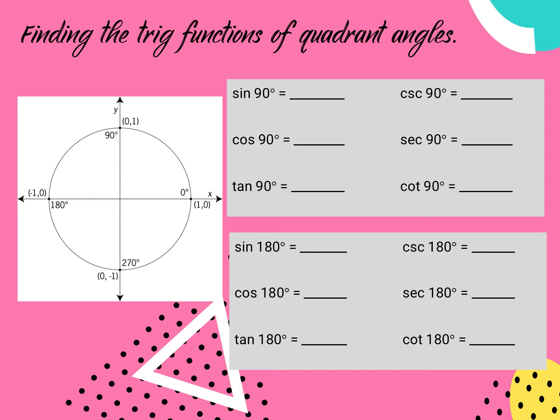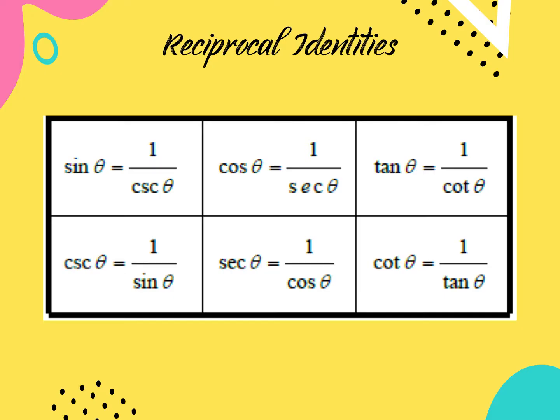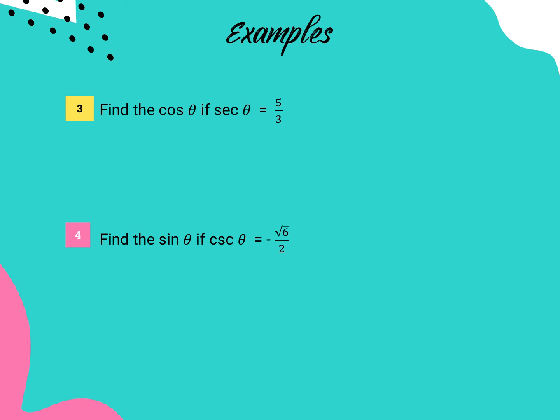This were the quadrant angles and then the reciprocal identities. We've already seen these when we set up those functions, the y over r for sine, and then r over y for its reciprocal, which is cosecant. So we've already seen these, but memorize these. Be able to use a reciprocal identity.